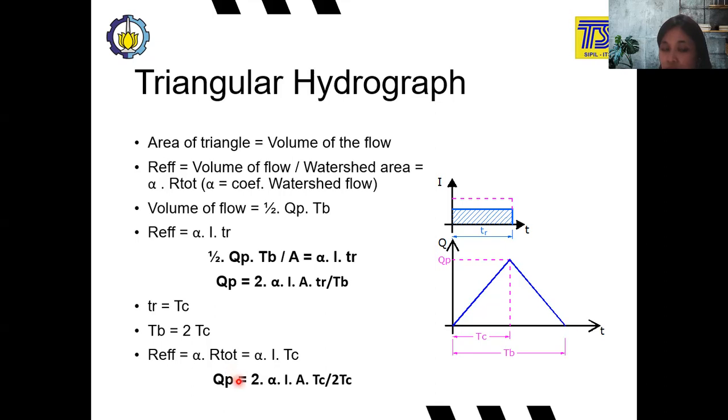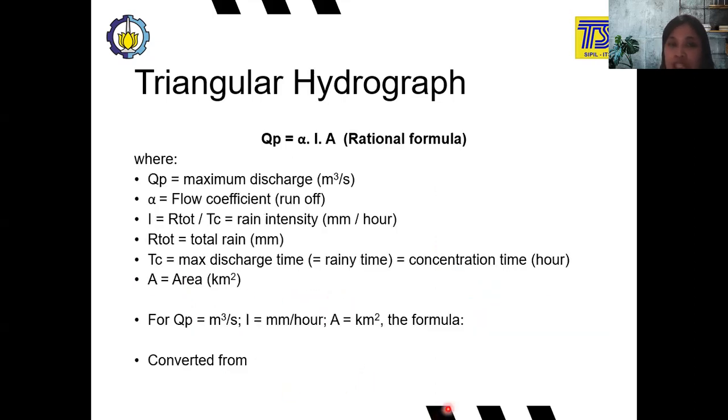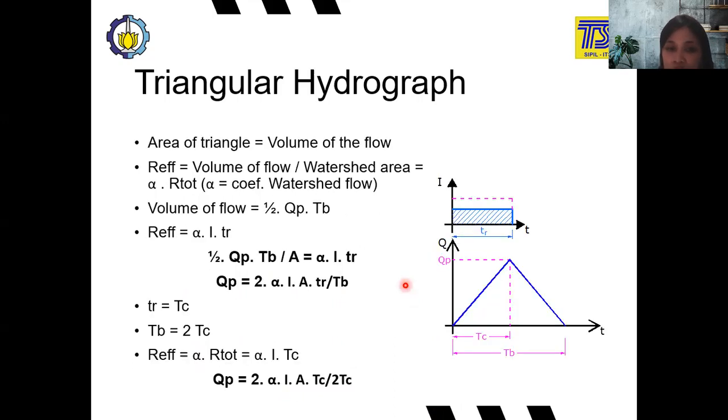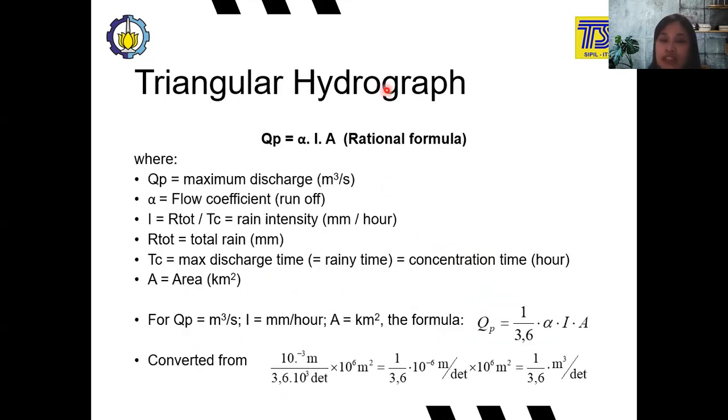After that, we can calculate the peak discharge Qp using the previous equation, but replacing Tr and Tb with Tc. Then we get the rational formula: Qp equals alpha times rain intensity times the area of the watershed.